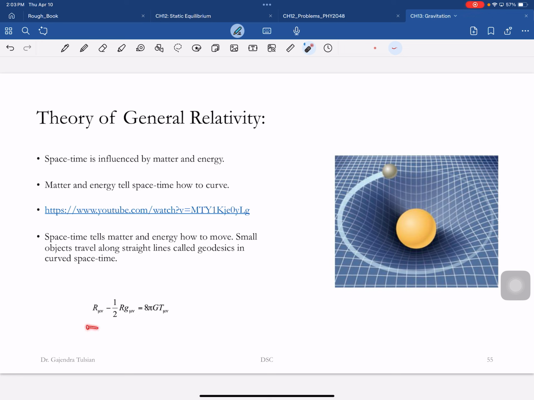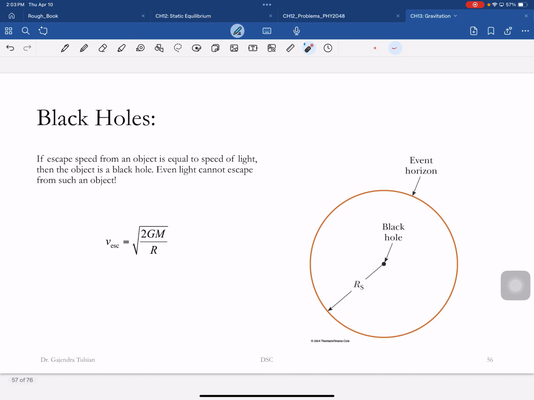Yep. So what this is telling you is, this fella is matter and energy, how they're distributed. And this guy tells you how space-time is curved. Okay? And these guys are related to this guy. So this is Einstein's theory of general relativity. What it tells you is space-time tells matter how to curve. And then the curvature tells other tiny objects how to move about. So that's Einstein's theory of general relativity.